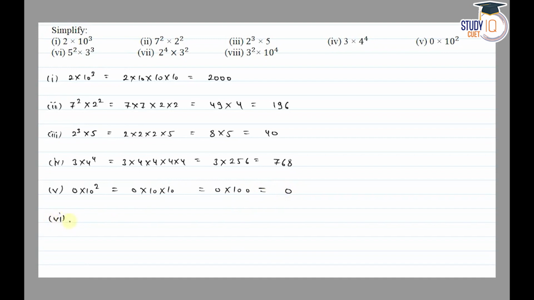The sixth part is 5 square into 3 cube. Its expanded form will be 5 into 5 into 3 into 3 into 3, which is equal to 25 into 27. This gives us 675.